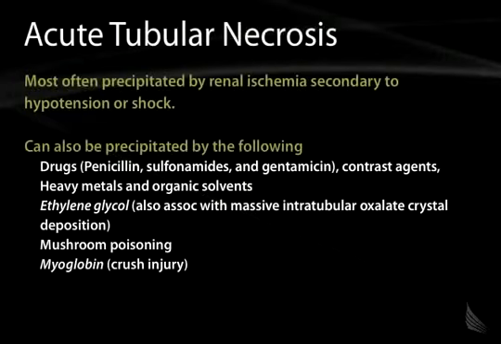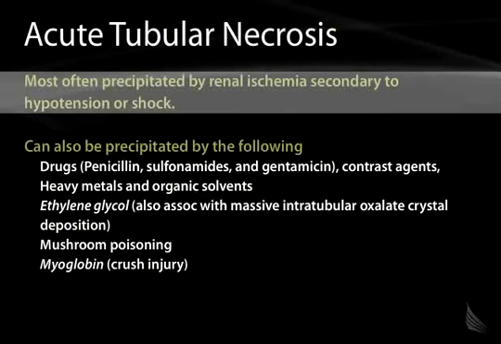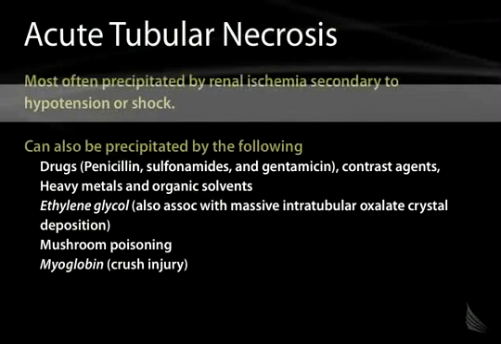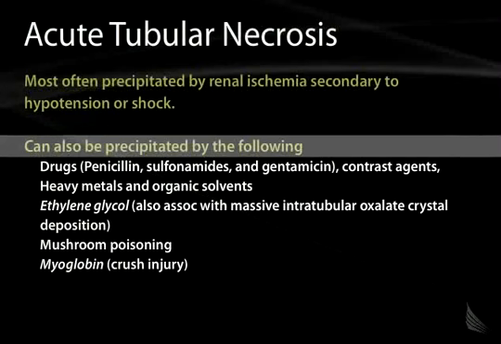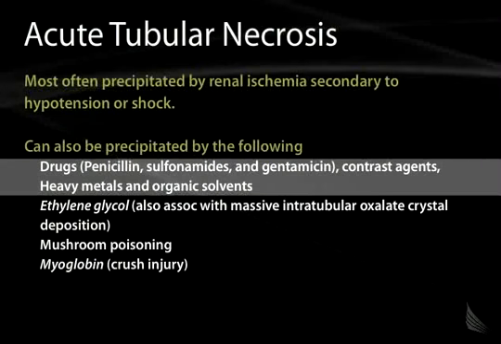Now, acute tubular necrosis is most often caused by renal ischemia, and you see this in hypotension or shock, where there's a sudden decreased perfusion of the kidney leading to necrosis of those tubular cells. In addition to shock, it can also be precipitated by certain drugs, an overdose of penicillin, sulfonamides, gentamicin, contrast agents, and so on and so forth.